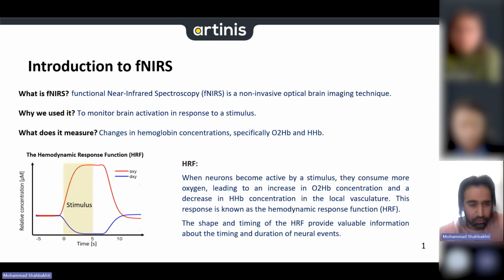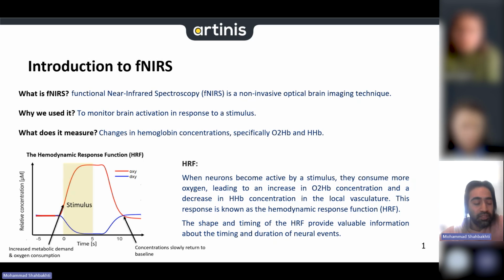So what we eventually expect to receive from fNIRS is called the hemodynamic response function. This is exactly the brain activation we're looking for. The motivation behind it is pretty simple. When neurons become active by a stimulus, they consume more oxygen, leading to an increase in O2Hb, and of course a decrease in deoxygenated hemoglobin. This is called the HRF. The shape and timing of the HRF is really important for researchers, and we usually use it for our analysis.